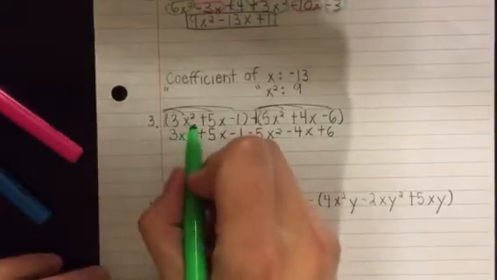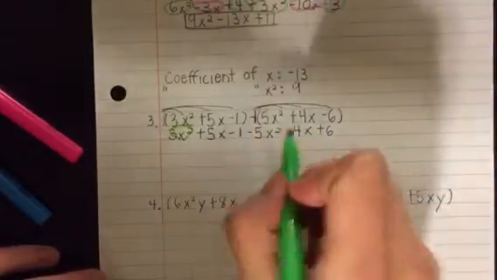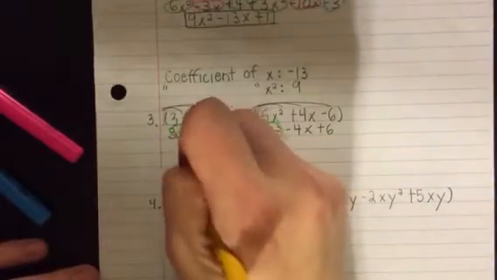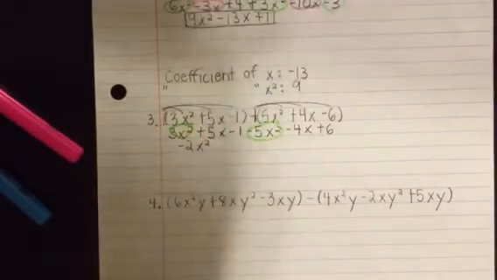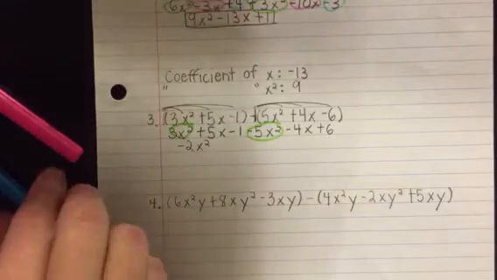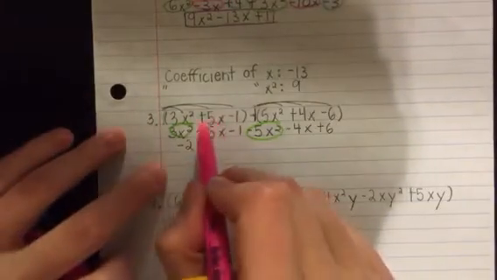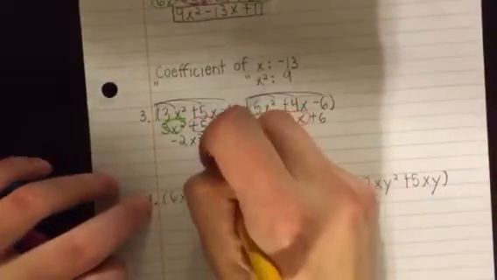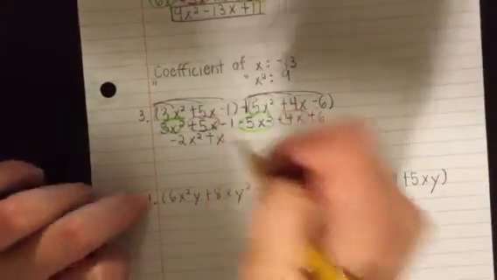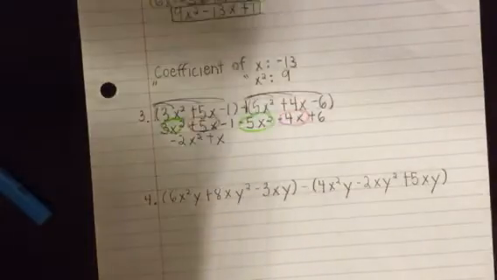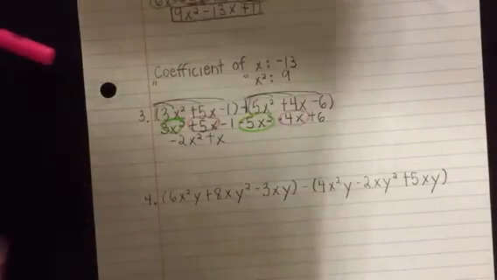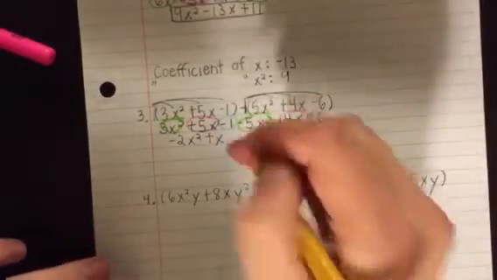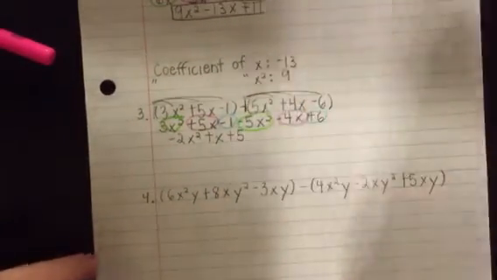So now I can combine as usual. I've got 3x squared minus 5x squared. So that would be negative 2x squared. And then, let's see, I've got positive 5x minus 4x, which is 1x, or just x. And then last, I've got negative 1 plus 6, which is going to be positive 5.